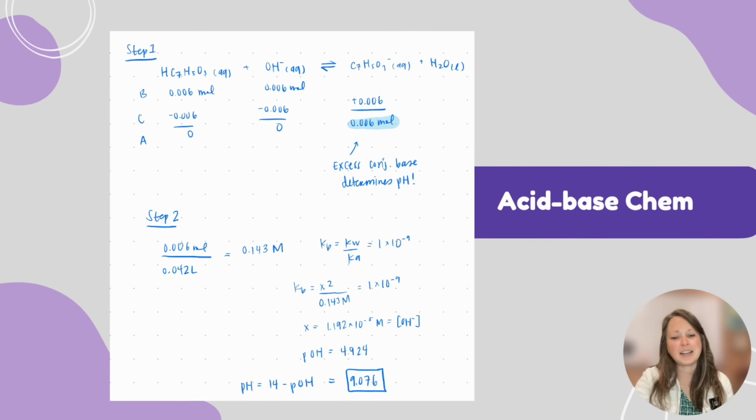All right, and then the last part is the hardest part. So from there, I'm going to ask you to solve for the pH at that equivalence point. And as I just hinted, that's going to be based on the excess conjugate base in solution. So here's the process for that.